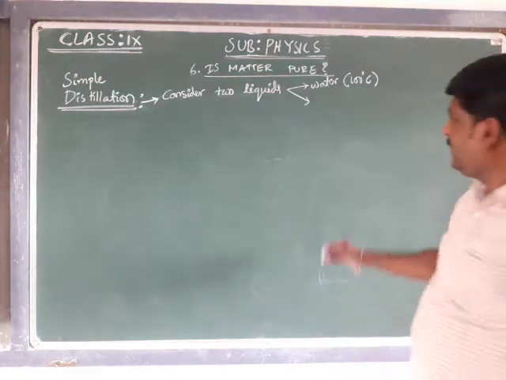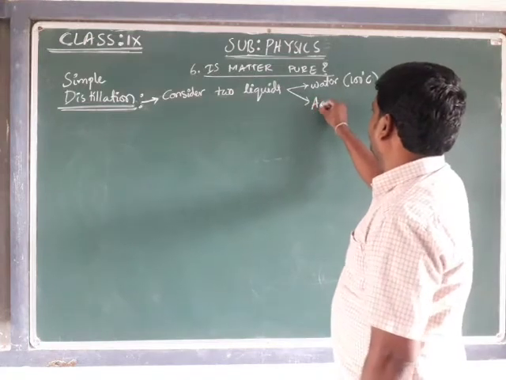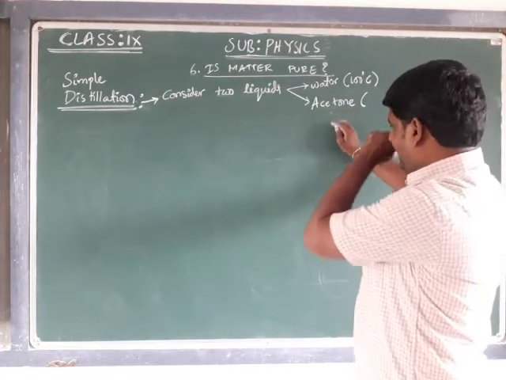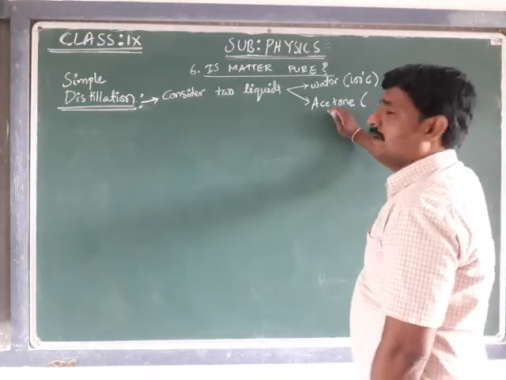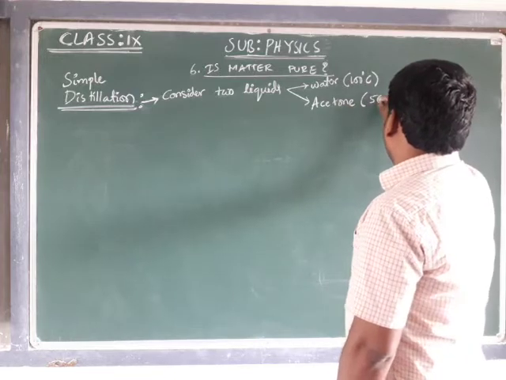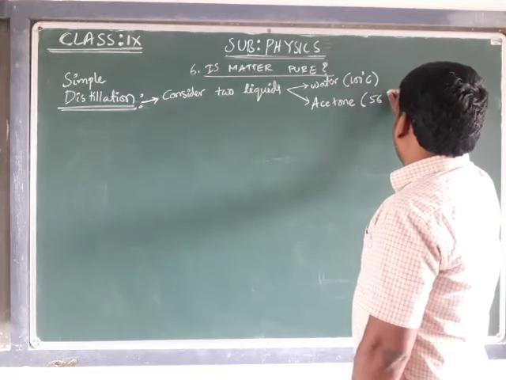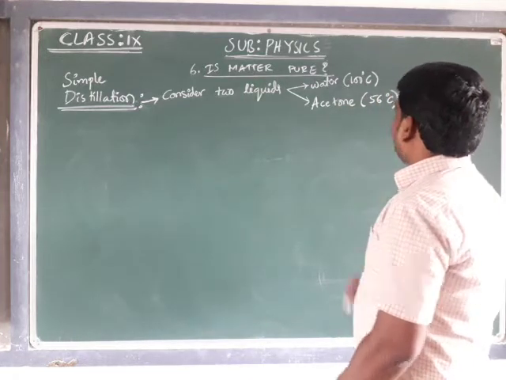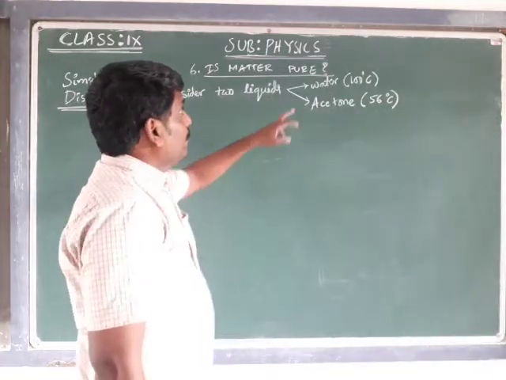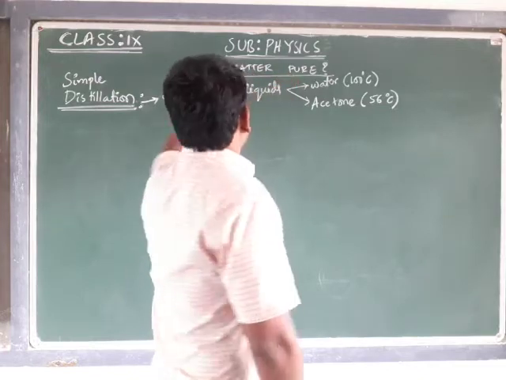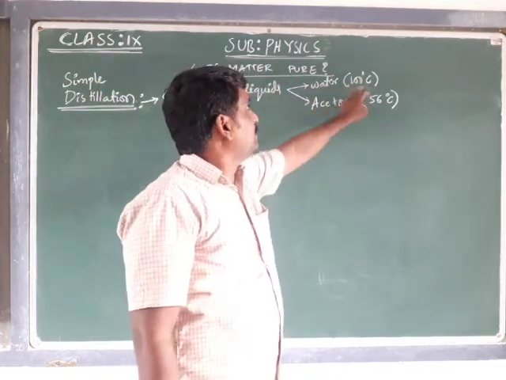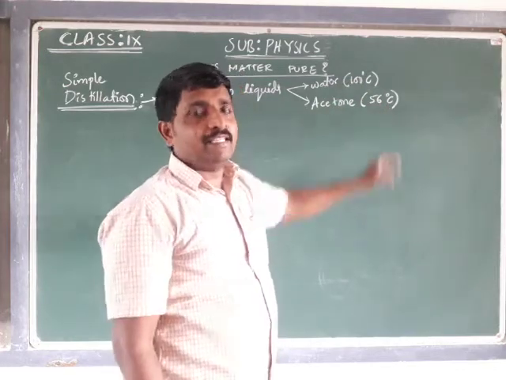The next we take acetone. Acetone is a chemical liquid, a solution, which has a boiling point of 56 degrees Celsius. We have considered two liquids for conducting a simple distillation: water with 100 degrees Celsius and acetone with 56 degrees Celsius.